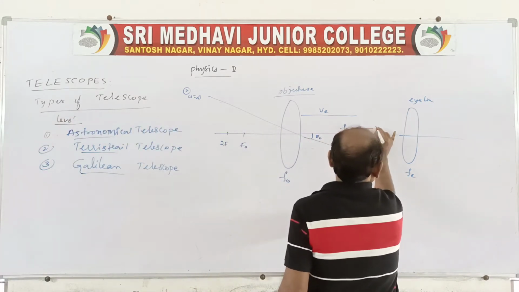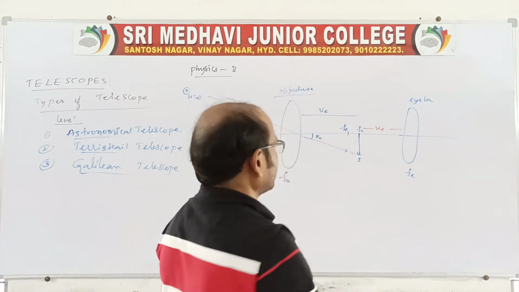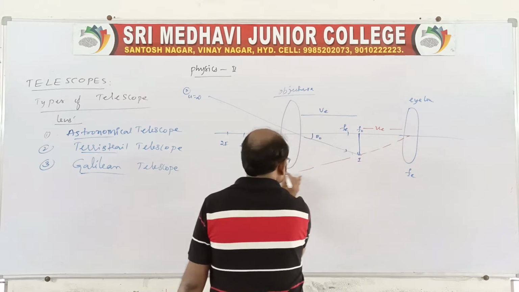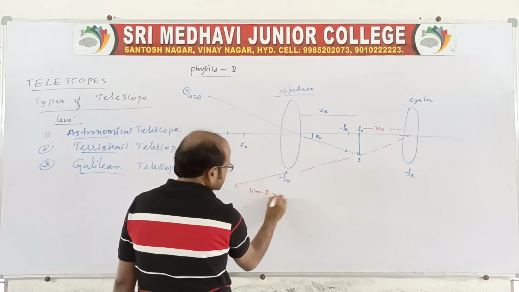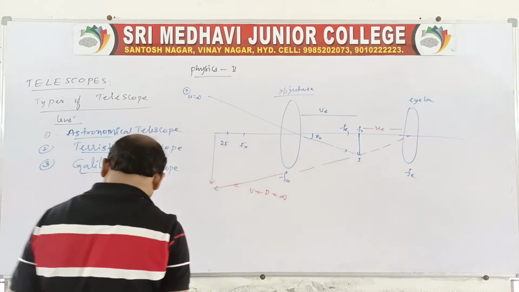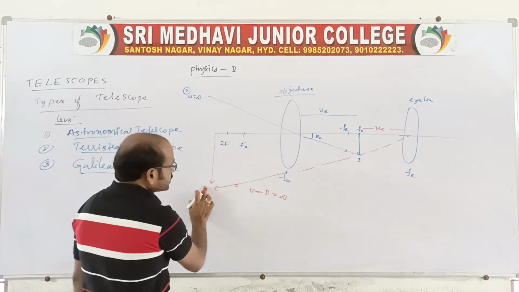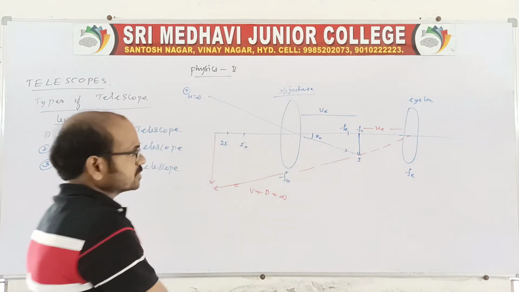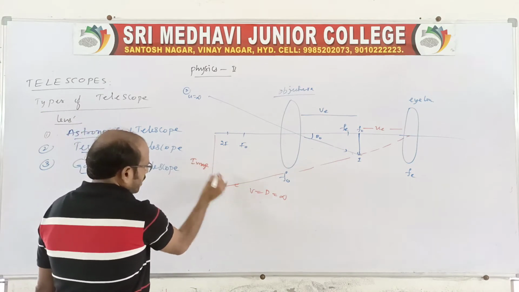ue is the object distance for the eye lens, because it now forms one more image at a distance v equal to d, between d and infinity. There will be an image formed like this. This is the virtual image formed by this lens. Clear? I think everyone understands, because the eye lens is forming the final image.